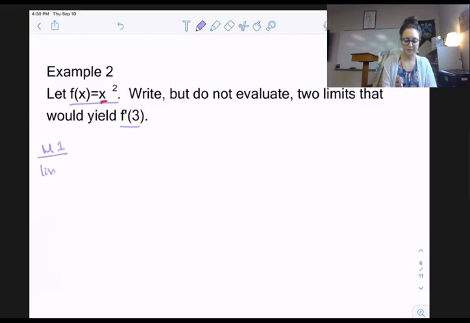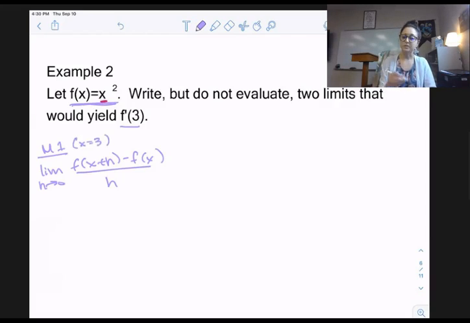Method 1, we've got the limit, I'm just going to write the general method, as h approaches 0 of f of x plus h minus f of x all over h. Okay, so what is your f of x in this case? Our f of x in this case is x squared. And what is your x value? Our x is 3. So let's plug those things into our formula.